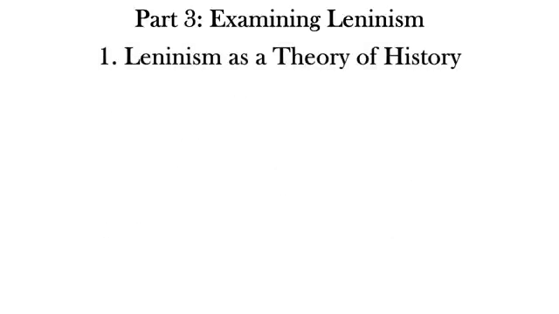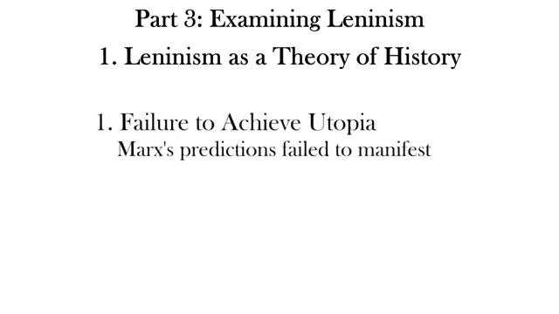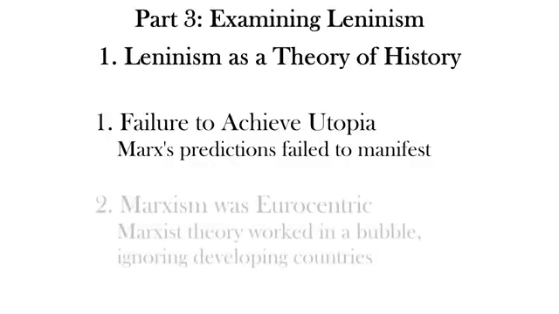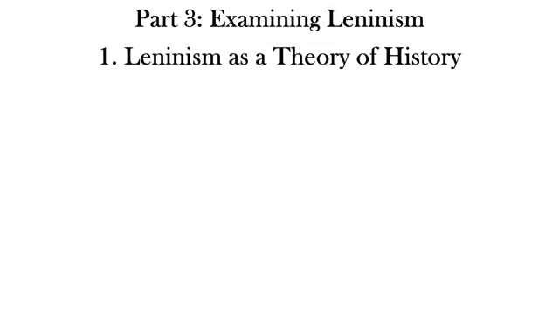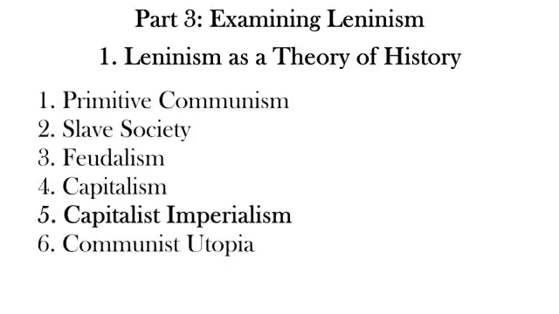As a theory, Leninism addresses two failures of traditional Marxist theory. The first is its failure to achieve its predicted utopia through raising the class consciousness of the proletariat. The second is its failure to acknowledge events in societies outside of Western Europe, or to consider how they could come into play. Leninism posits a fifth historical stage, which Marx and Engels had ignored. In between capitalism and utopia was capitalist imperialism.